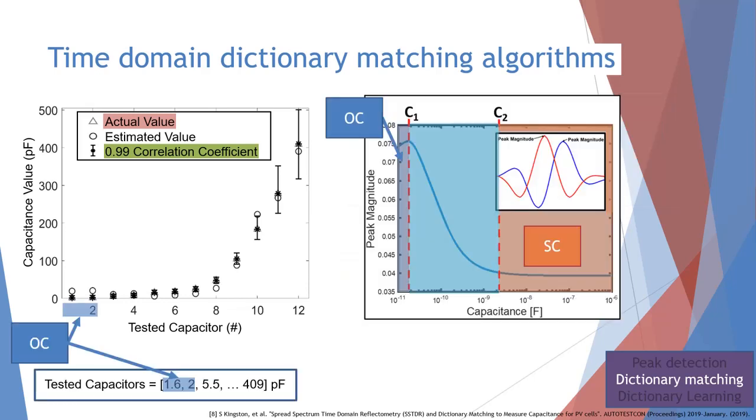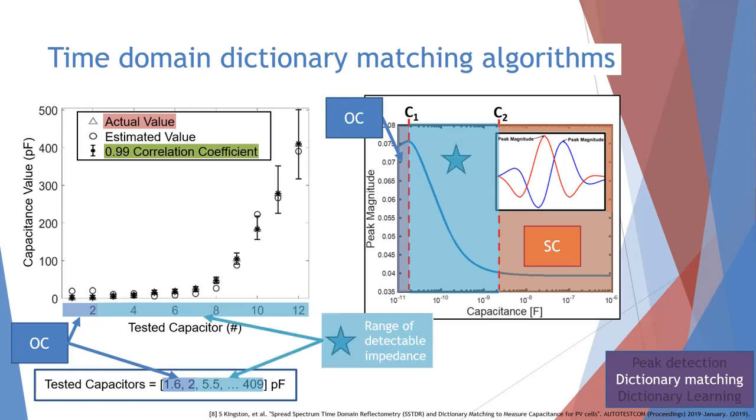Similar to the window of detectability from the peak detection algorithms, dictionary matching is also plagued by difficult analysis near the bounds of the reflection coefficient. Shown here, the 2 test capacitors highlighted in blue are outside the window of detectability and appear as open circuit responses to the algorithm. However, the rest of the test capacitors are detectable and lie well within the region of detectable impedance. Again, we're able to shift these detectable windows by changing the modulation frequency of our incident signal as desired for our load.